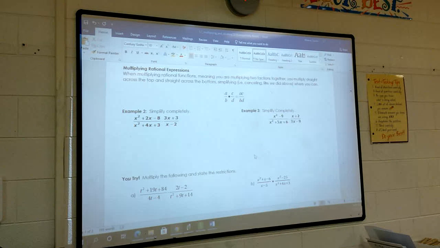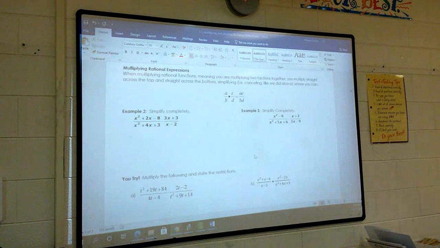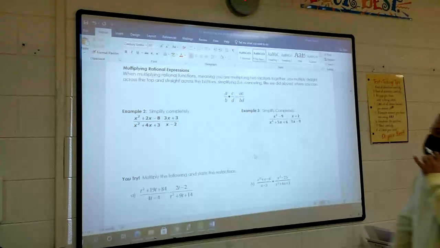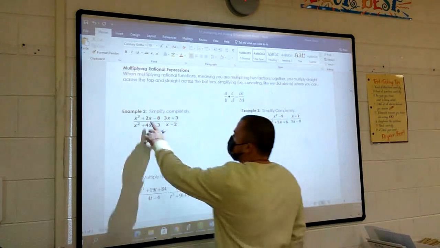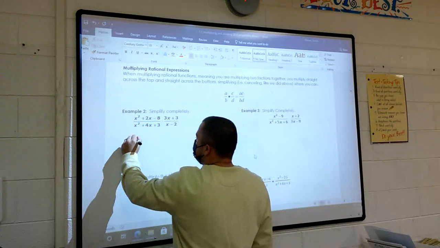At this point, we want to multiply. Multiplying doesn't make it any harder. You can think of it as just one big fraction. We're going to have to make sure all 4 parts are factored. The top left, the bottom left, the top right, the bottom right. So if we look at example 2, we're going to say what two numbers multiply to give me negative 8 and add to give me a positive 2.